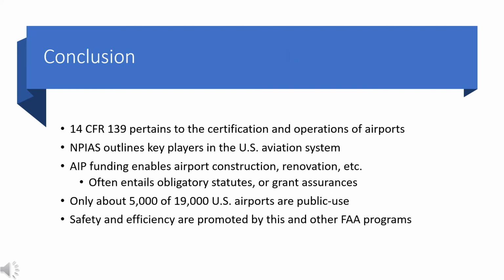In conclusion, NPIAS outlines all of the key players in the United States aviation system, and Title 14 in the Code of Federal Regulations, Part 139, has all of the different statutes that pertain to the certification and operations of airports. Airport Improvement Program funding enables airport construction projects, renovation, and more, but these often entail obligatory statutes or policies called grant assurances.